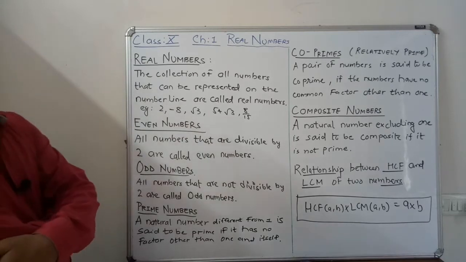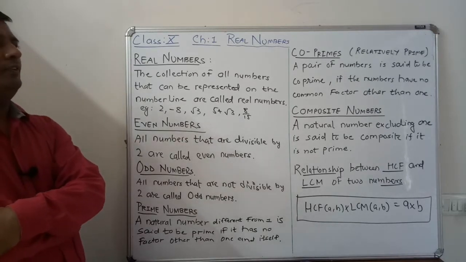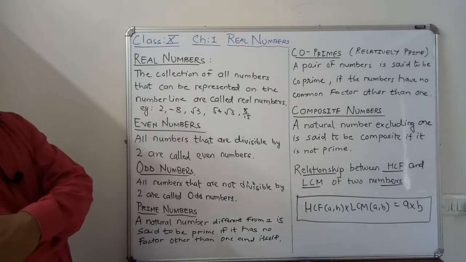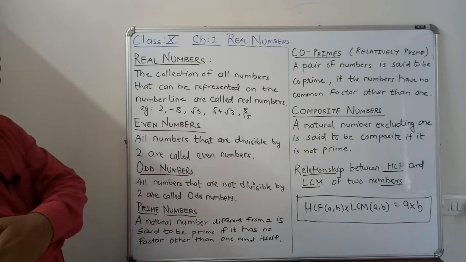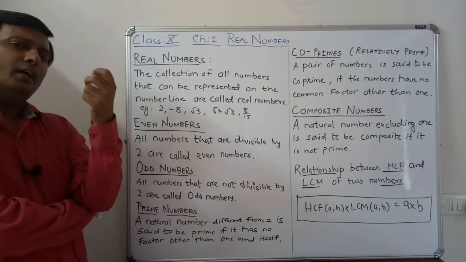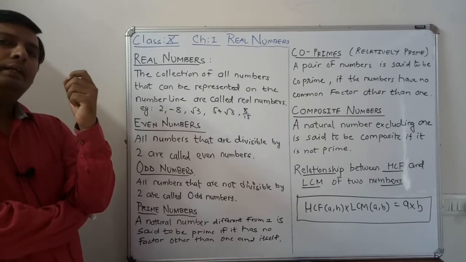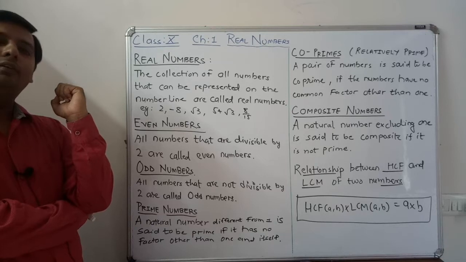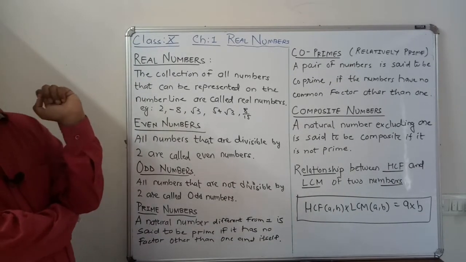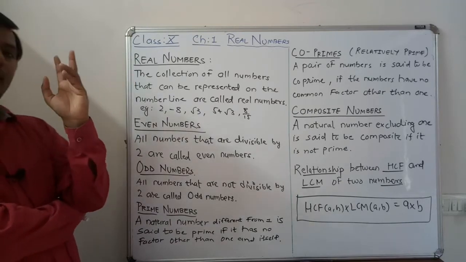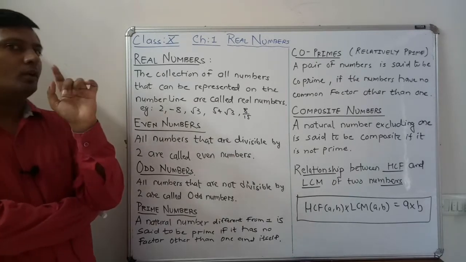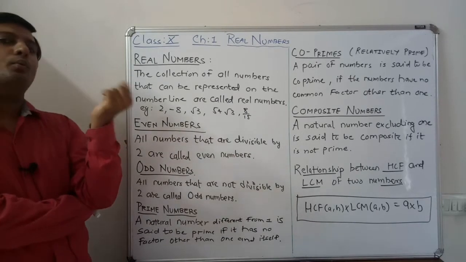Co-prime, or relatively prime. A pair of numbers is said to be co-prime if the numbers have no common factor other than 1. For example, 13 and 19 have the common factor only 1, so they are called co-prime numbers. But 8 and 6 have the common factor 2, so it is not a co-prime pair. क्योंकि वो prime ही नहीं है, तो co-prime कहाँ से होगा?